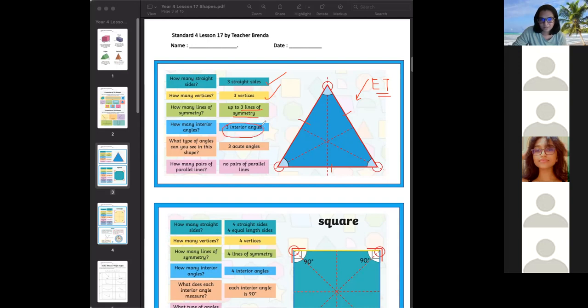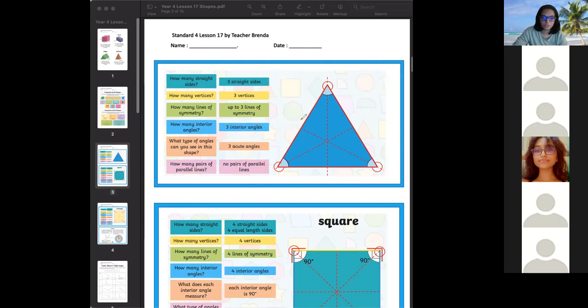What are interior angles? The angle inside. What are exterior angles? The angle outside. I repeat: interior angle is the angle inside the shape, exterior angle is the angle outside the shape. And then 3 acute angles. The 3 interior angles in the triangle are acute angles. You should know what acute is by now. Acute means less than 90 degrees. All right, go on.